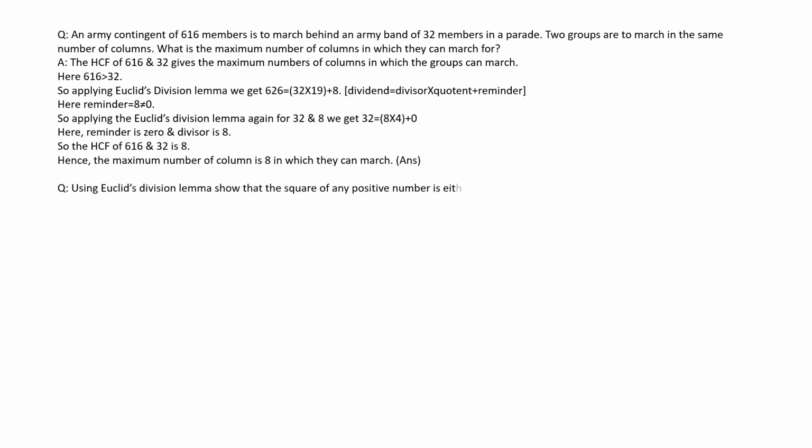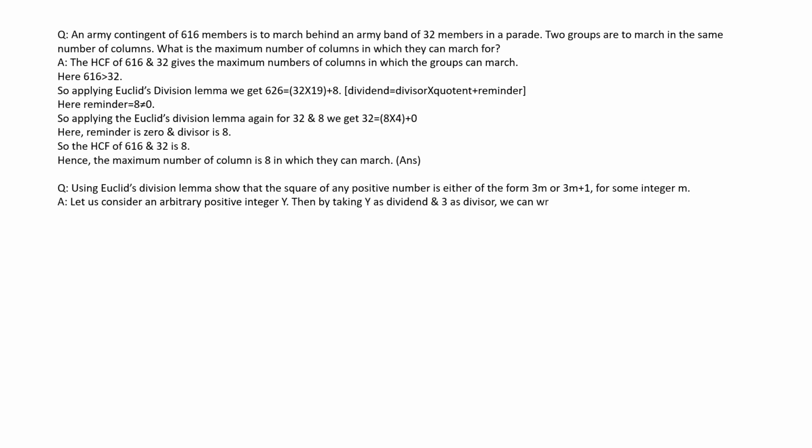Using Euclid's division lemma, prove that the square of any positive number is either of the form 3m or 3m plus 1 for some integer m. Let us consider an arbitrary positive number y. Then by taking y as dividend and 3 as divisor, we can write y equals 3q plus r, where 0 is less than or equal to r and r is less than 3. That means the value of r can be 0 or 1 or 2.